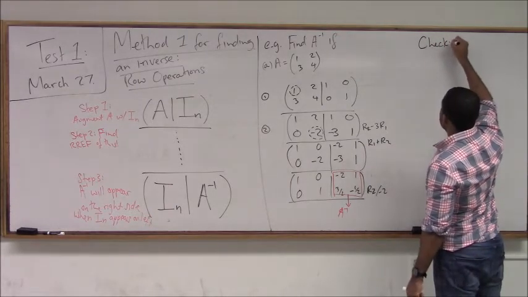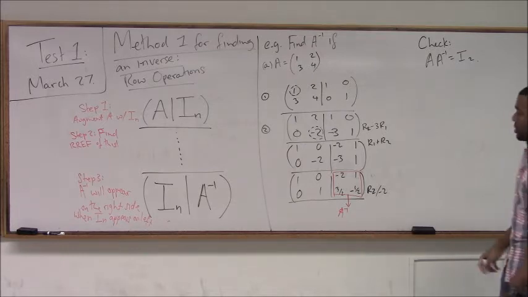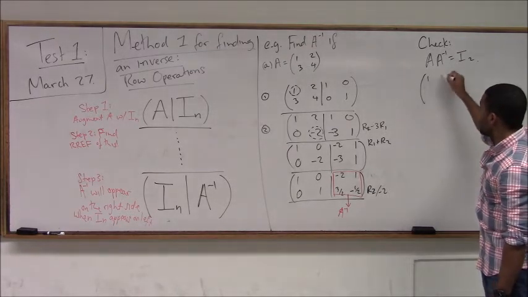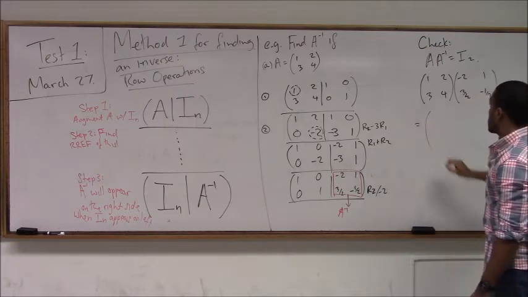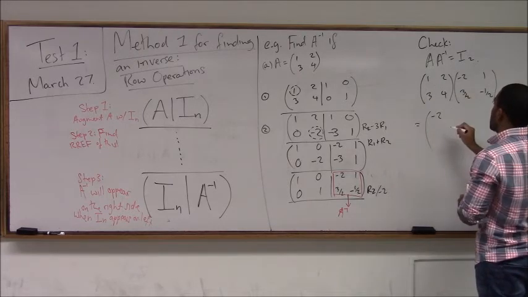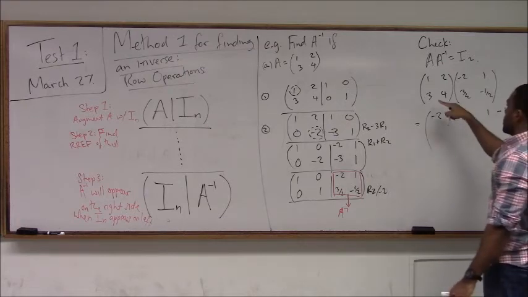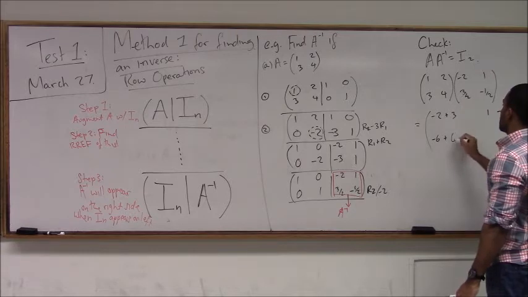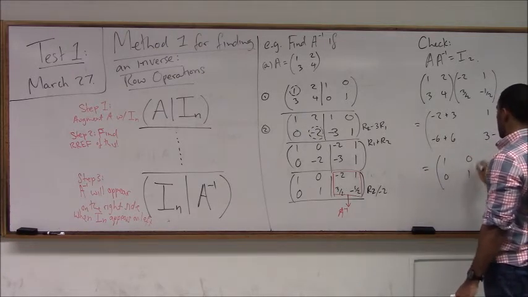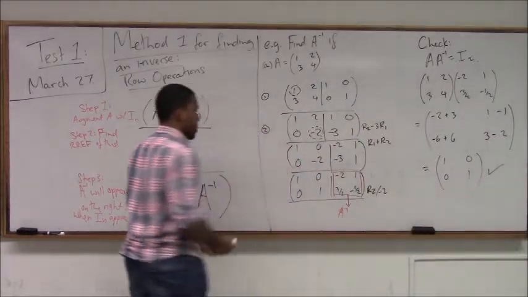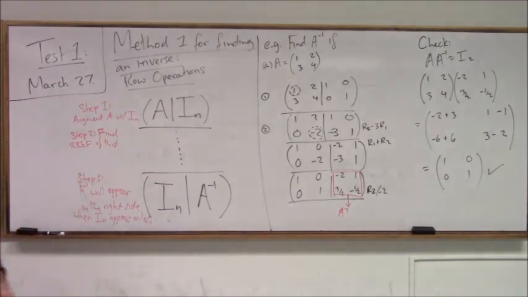Let's check to make sure we got the right thing. We know that A times A inverse should give us the identity. So if I take 1, 2, 3, 4 and multiply it by minus 2, 1, 3 over 2, minus a half, then here I get minus 2 plus 3. Here, 1 minus 1. Here, minus 6 plus 6. Here, 3 minus 2. So that's the right answer. There's a formula for the 2x2s, and I'll derive that a bit later. But you can realize that this is 1 over the determinant times something we call the adjoint matrix. But this is one method.